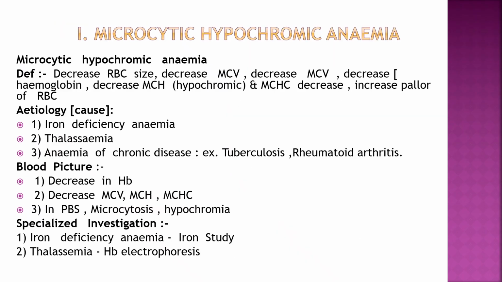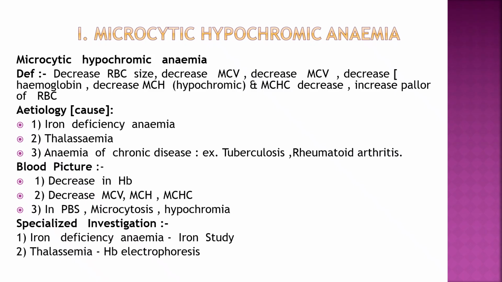Let's see the first type of morphological classification, microcytic hypochromic anemia. So there is decreased RBC size, decreased MCV less than 80 femtoliters, then decreased hemoglobin, decreased MCH and MCHC, that is hypochromia, and increased pallor of the RBCs in peripheral blood smear, which is called microcytic hypochromic anemia. So RBC size is decreased and hemoglobin is decreased.